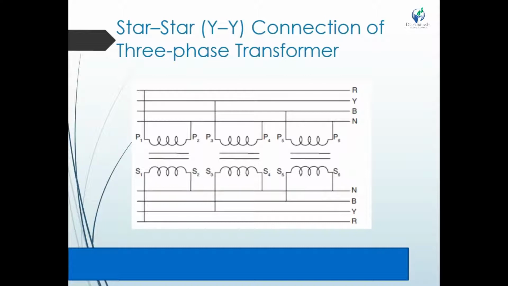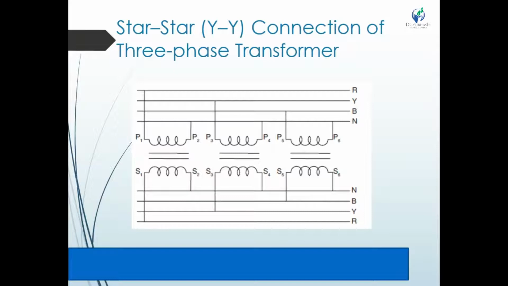However, such a connection is not so commonly used in practice. Both the primary as well as secondary winding are connected in star. The phase voltage on primary as well as secondary side is 1 upon root 3 times the line voltage. The phase shift between line voltage and phase voltage is 30 degrees on both primary and secondary side.